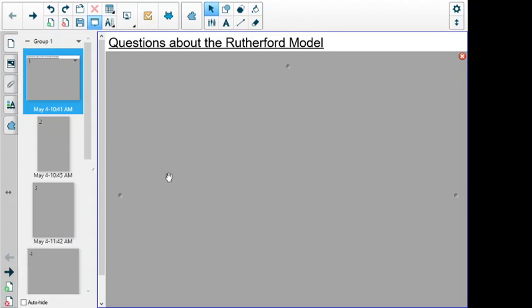Okay. If anything does come up, feel free to ask questions. But otherwise, we'll just start where we left off, Rutherford's model, right?